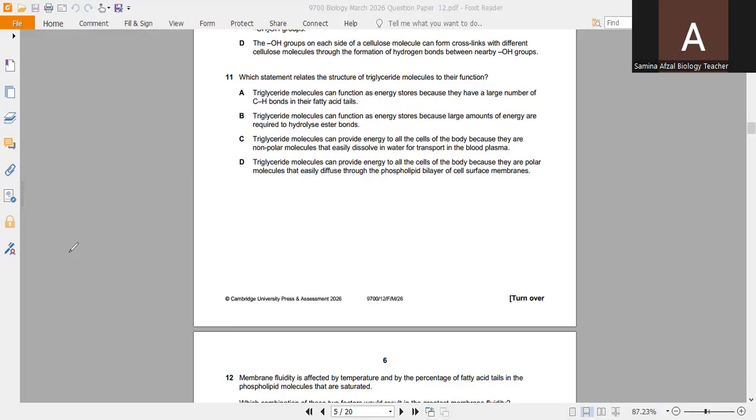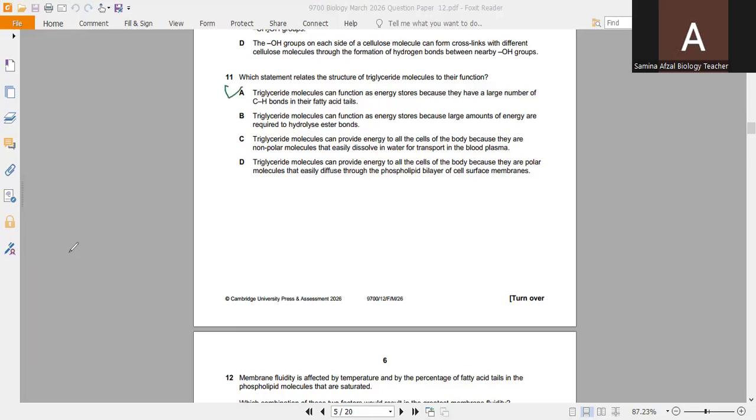So they are composed of glycerol molecules joined to three fatty acid tails via ester bonds, you know well. Now the fatty acid tails contain long hydrocarbon chains with a very high proportion of carbon-hydrogen bonds. So when triglycerides are oxidized during respiration, the breaking of these bonds releases a large amount of energy per unit mass compared to carbohydrates. So this makes them highly efficient long-term energy stores. So according to this, A is the correct option.